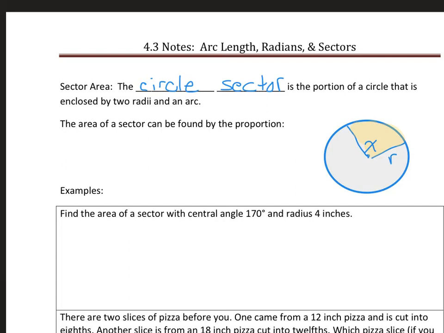So the area of that piece of the pie, if you will, we usually use A sub S for the sector. So the area of that sector to the area of the entire circle, which is pi r squared, equals that central angle x is to the entire angle of the whole circle. So we look at this as sector to whole, sector to whole. So it kind of makes sense.